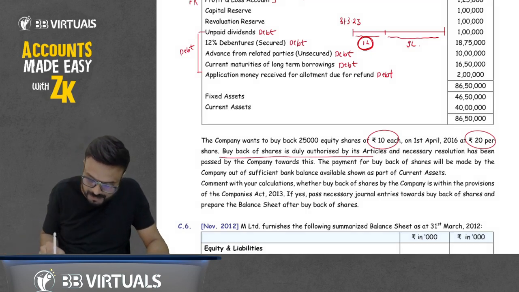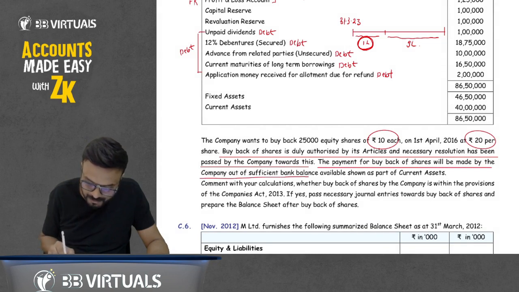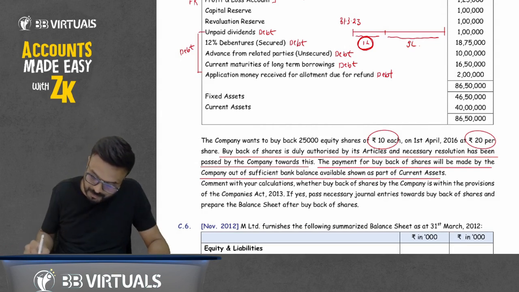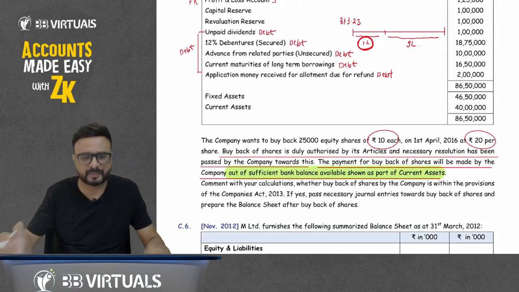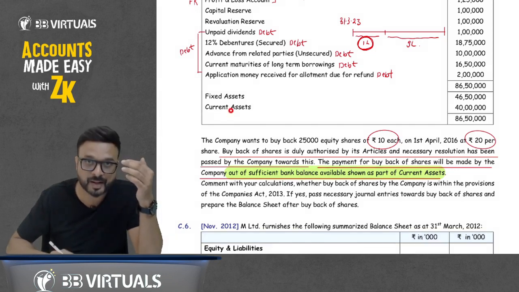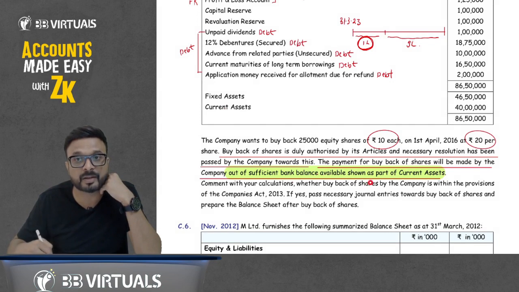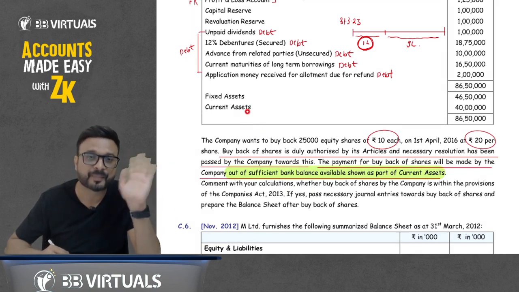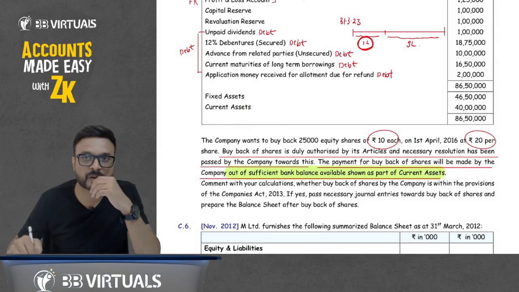Buyback of shares is duly authorized by the articles and the necessary resolution has been passed by the company. The payment for buyback will be made out of sufficient bank balance available, shown as part of current assets. What does it mean? They will pay the buyback amount out of the cash balance they have, which is the bank account, and bank balance is a part of current assets. They have not mentioned inventory, bank balance, cash or trade receivable separately. They have mentioned current assets, so all these come under current assets.